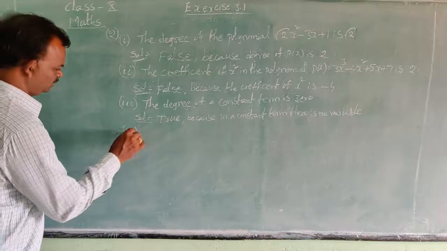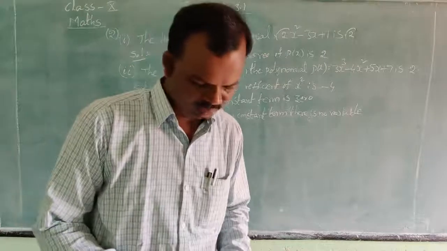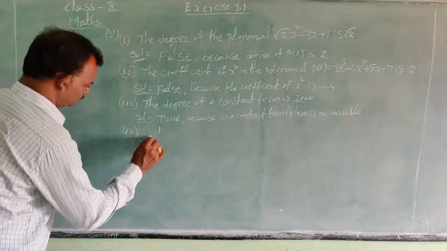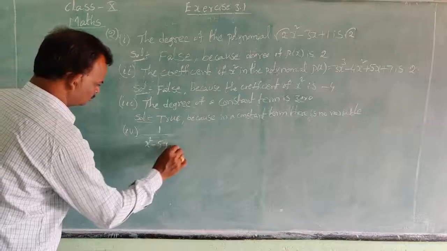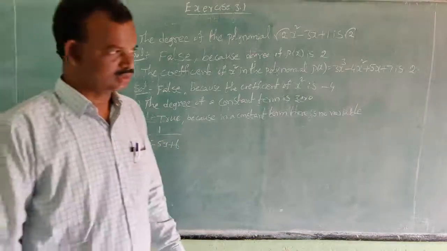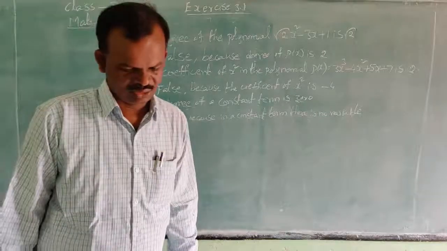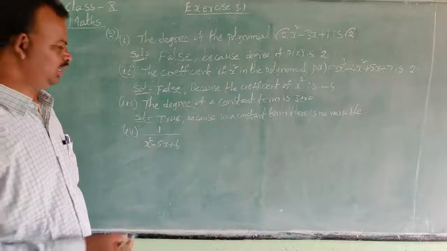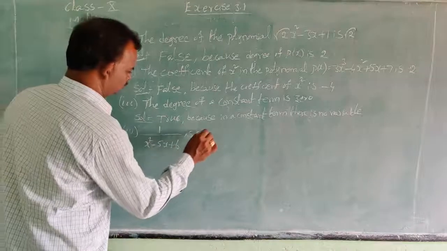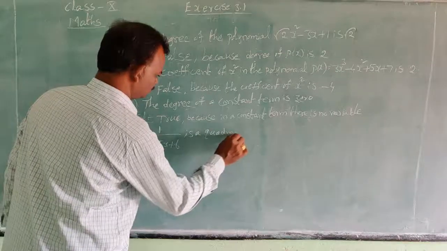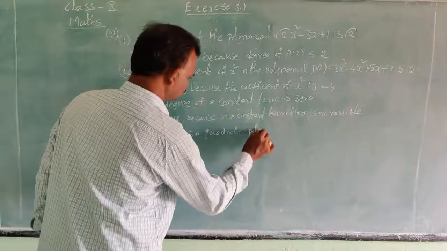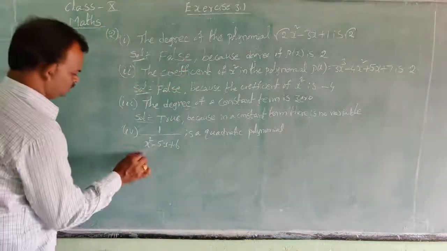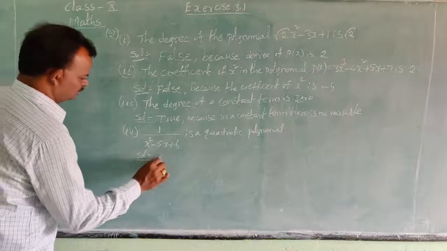And fourth one is: 1 by x square minus 5x plus 6 is a quadratic polynomial. The answer is it is false.